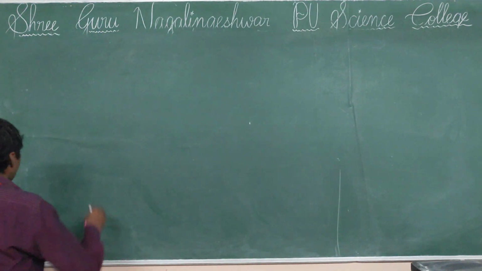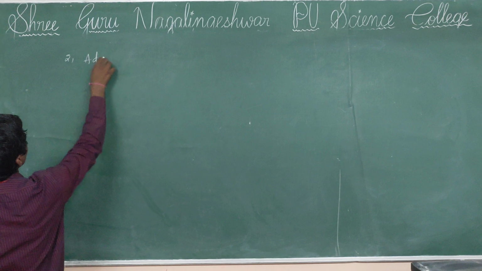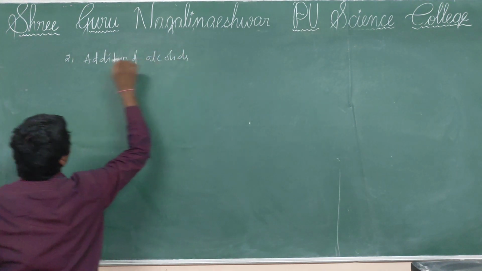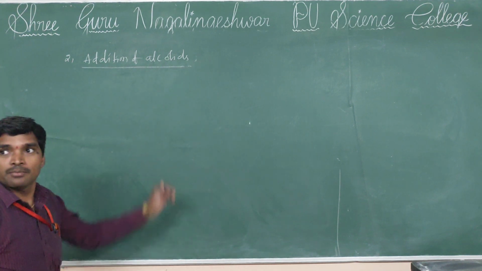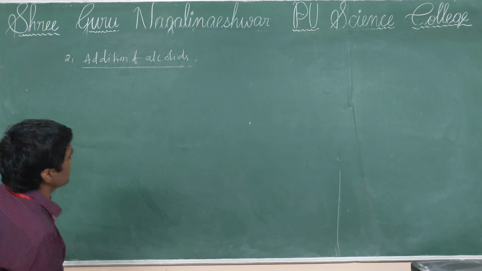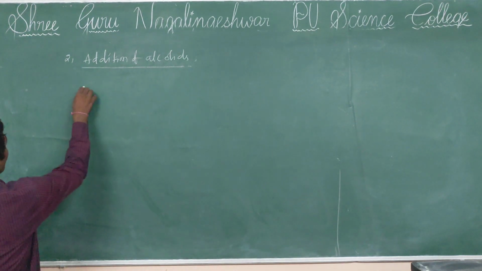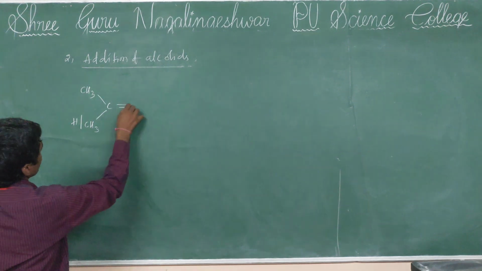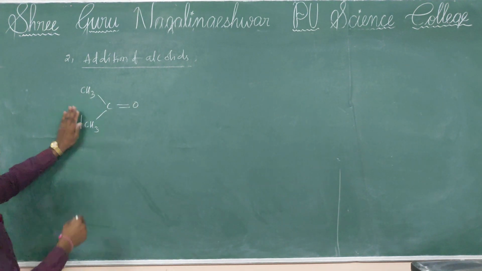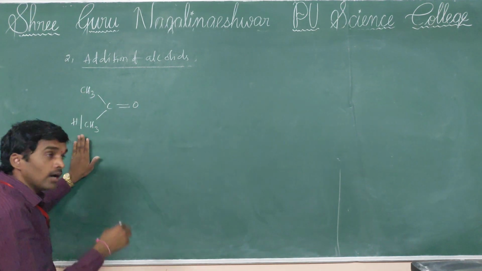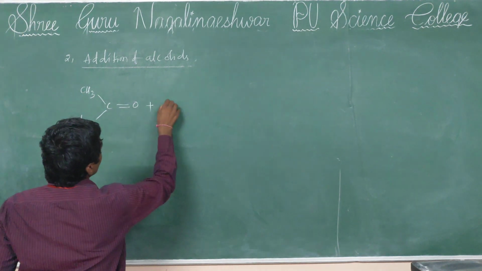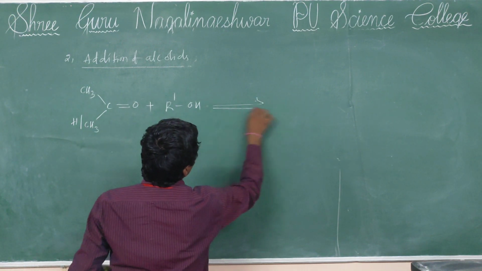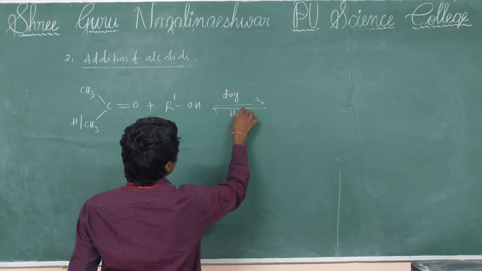addition of alcohols. Second one, addition of alcohols. So this is a very important reaction. See, addition of alcohols. So here aldehyde or ketone. See, if you close the hydrogen, ketone; if you close the CH3, aldehyde. Aldehydes or ketones react with alcohols. See, I am taking alcohol. This reaction takes place in the presence of dry HCl.